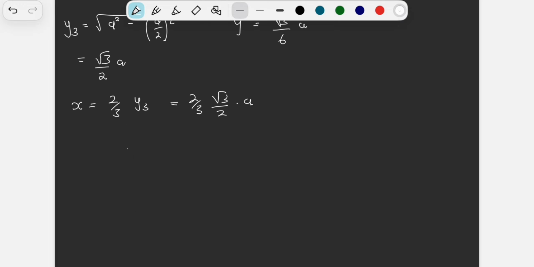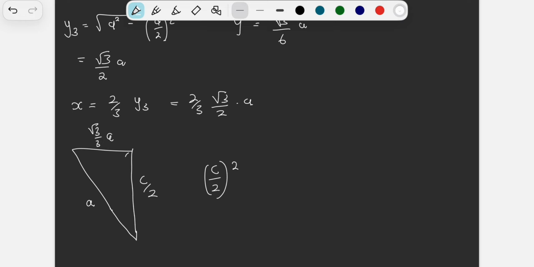So coming back here now, I can say that this is c over 2, and I can say that this is x, which is 2/3 times root 3 over 2, so that's root 3 over 3 a, and this is a, basically. So using Pythagoras, which is a very smart way to do things, (c over 2) squared will be equal to a squared minus (root 3 over 3 a) squared.